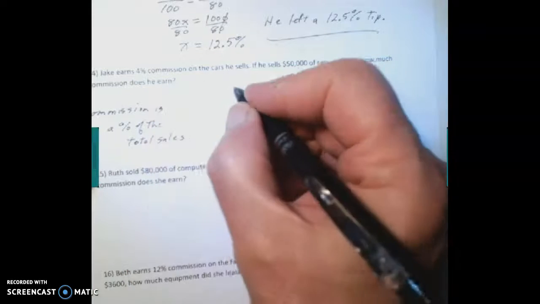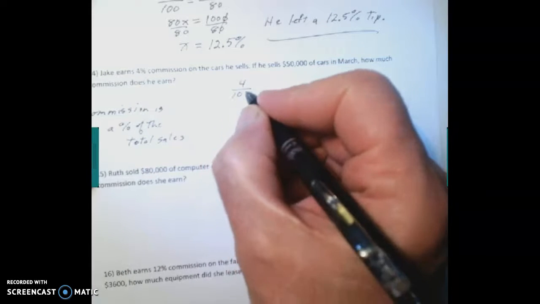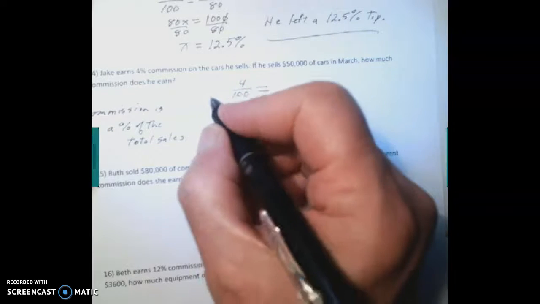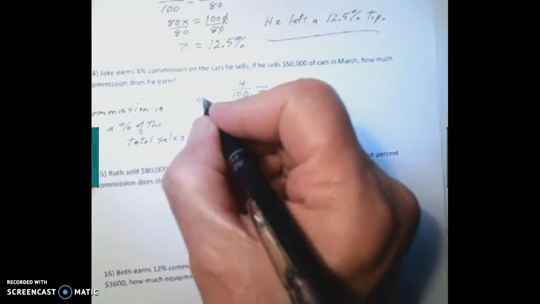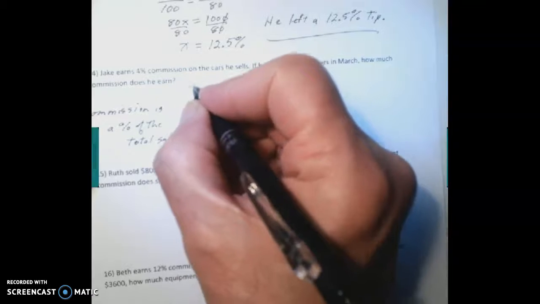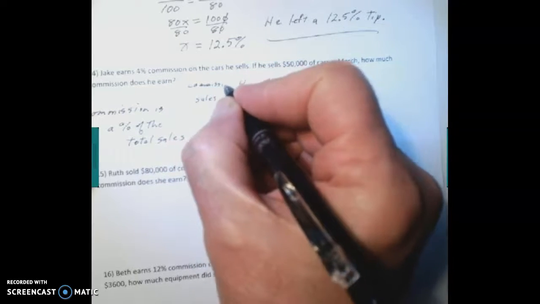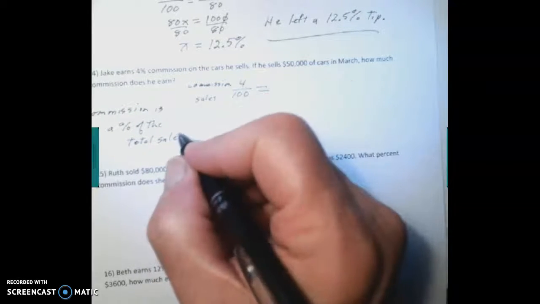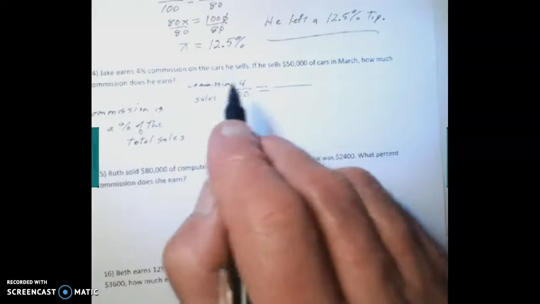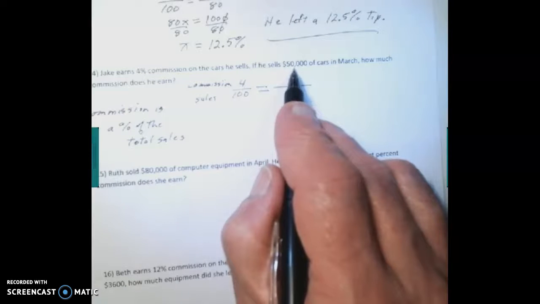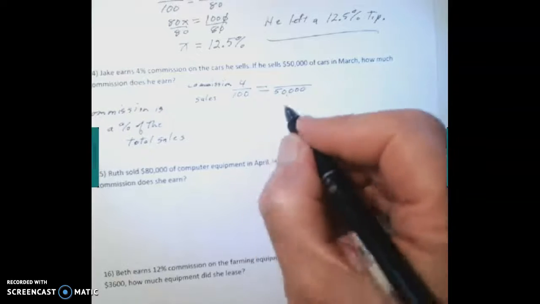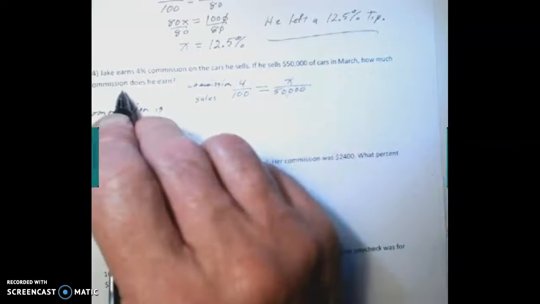Okay, so 4% commission, and again, you can understand this. Again, it's percent proportion, so we're going to put 4 over 100. What that means is if he has sales of $100, his commission is going to be $4. He makes $4 on every $100 that he sells. And so we know how much he sold. He sold $50,000 worth of cars. You're looking for how much commission he earns.